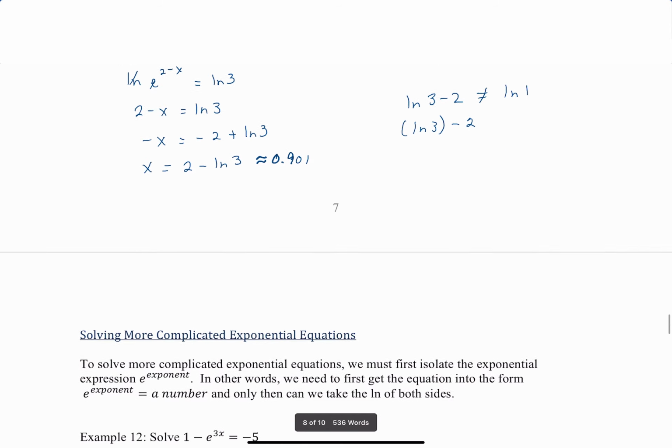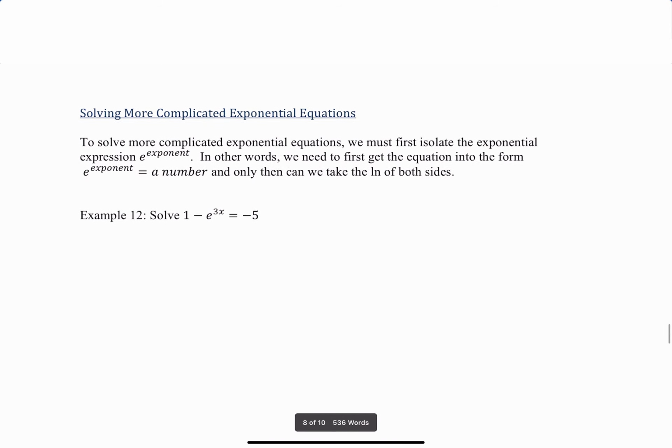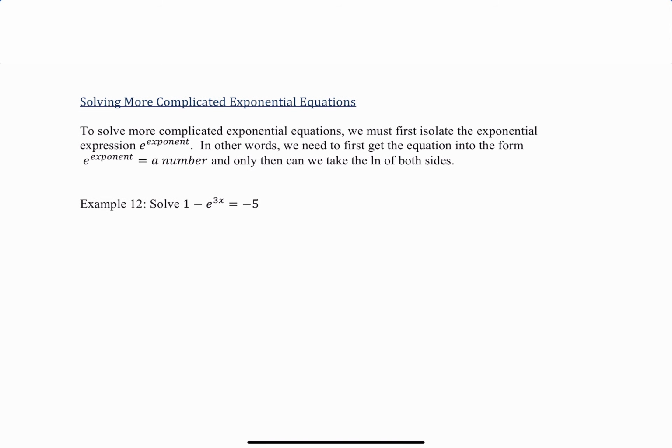Okay, moving on. We're going to next talk about solving more complicated exponential expressions. And there's something we need to do before we do the ln thing, and that is we need to first isolate the exponential expression. And what I mean by the exponential expression is e to whatever the exponent is. In other words, we first need to get the equation into the form e to an exponent equals a number, and only then can we take the ln of both sides.